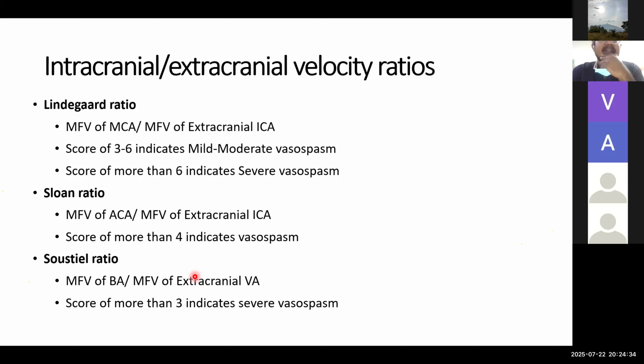What we do is insonate the basilar artery through the transforaminal window. You pick up the mean flow velocity, the highest one, and then you keep the probe at the mastoid process and try to get the extracranial vertebral artery. You pick up the mean flow velocity, and a score of more than 3 indicates severe vasospasm.